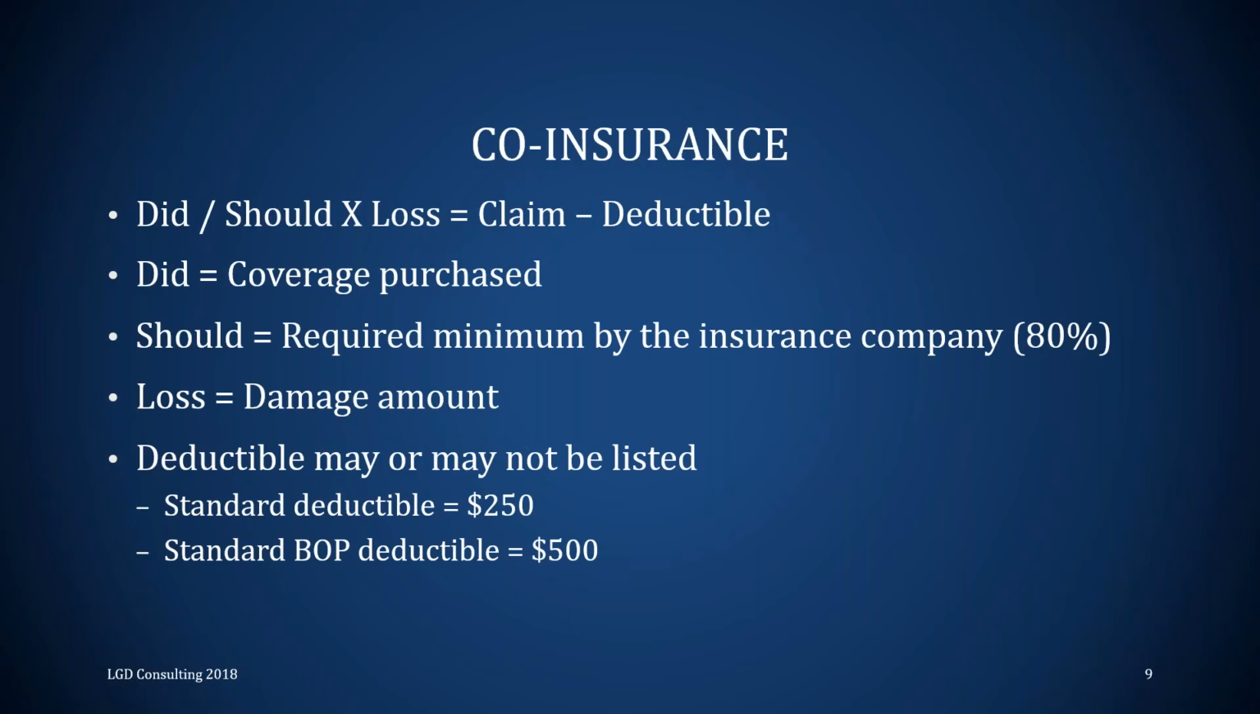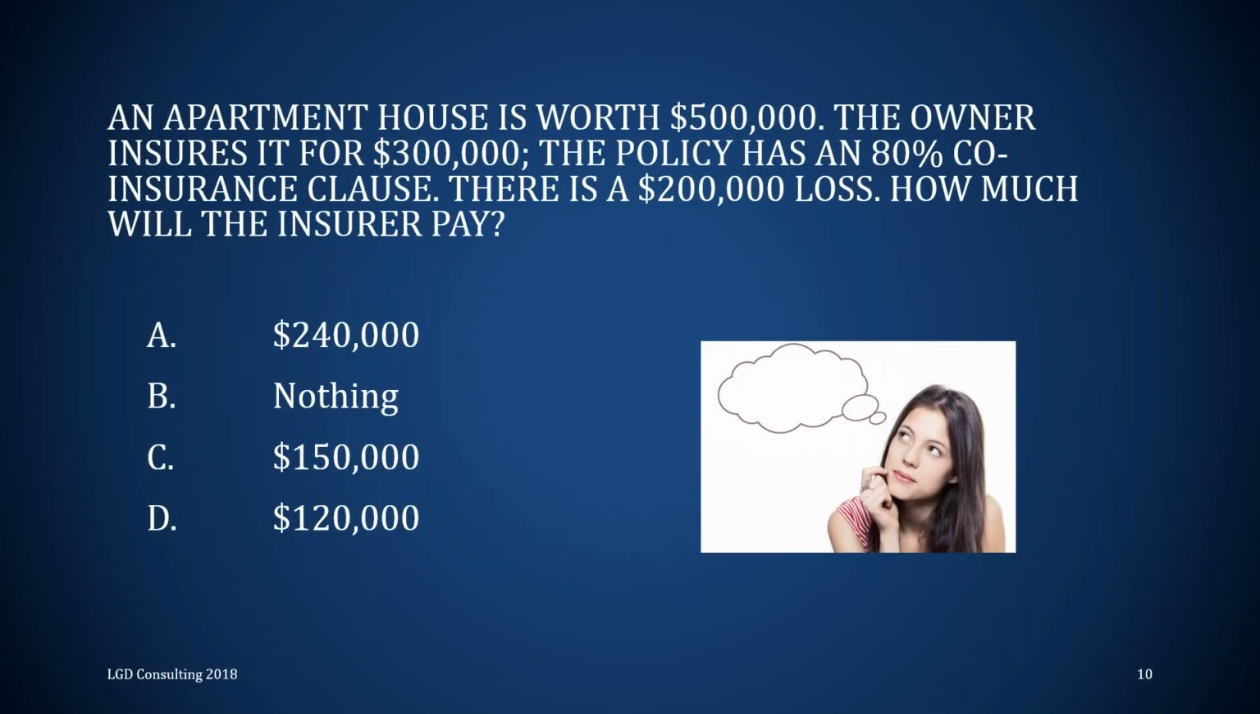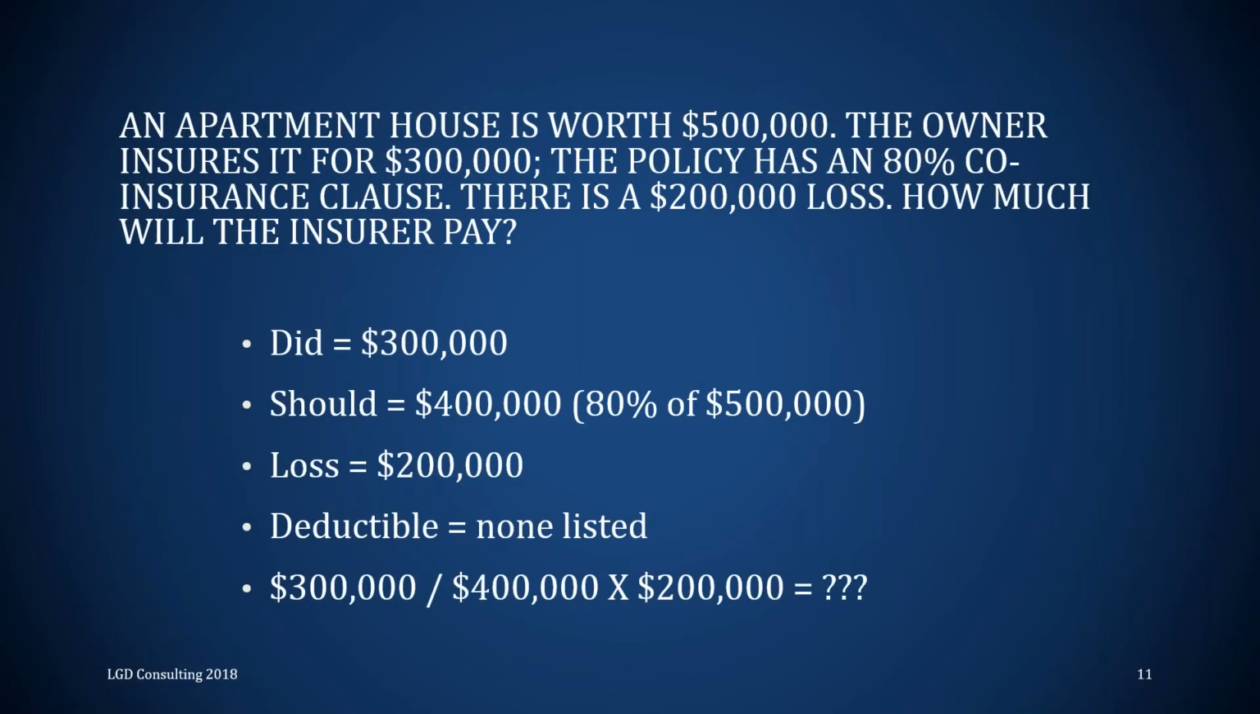All right. So let's see this in motion here. An apartment house is worth $500,000. The owner insures it for $300,000. The policy has an 80% coinsurance clause. There's a $200,000 loss. How much will the insurer pay? What we want to do is plug the numbers into the equation, and this is the equation you want to get down pat. Here we have what they did have, the $300,000, which is in the question. They should have had $400,000 worth of coverage.